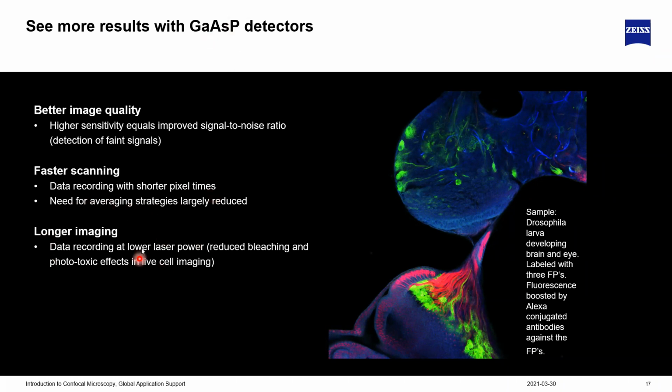But it's also that since I'm having a bit better signal to noise ratio, I can maybe reduce the laser power, so I can image my sample longer because I'm reducing the bleaching or some phototoxic effects. So I can observe, let's say, live cells for a longer time.